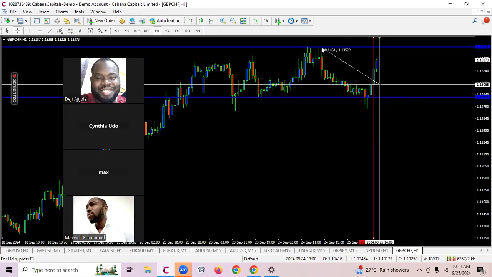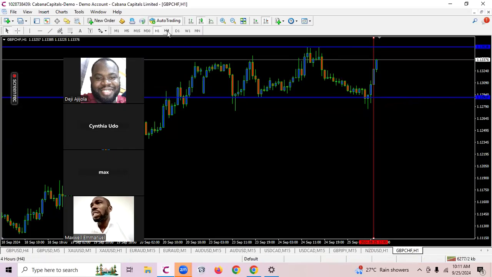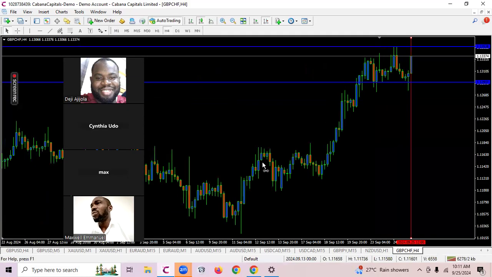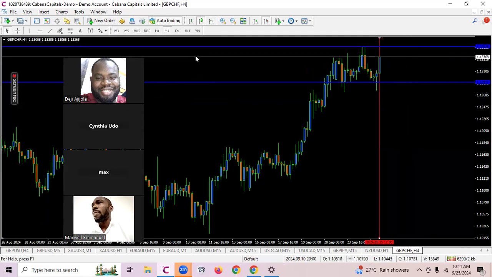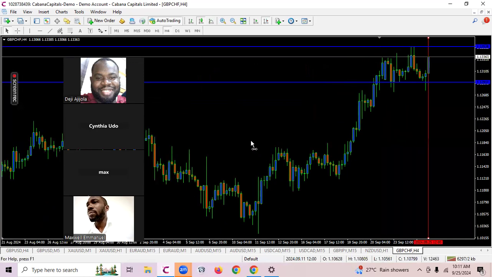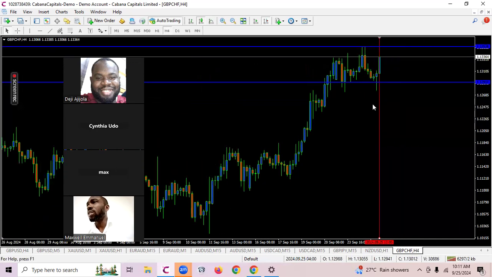Okay, so my take on GbpCHF today would have to wait for the next 4-hour candle to close. But at the moment, GbpCHF is bullish. You should only consider selling if this support is broken. So it's either liquidity gets cleared or the support gets broken. That is when you consider selling.